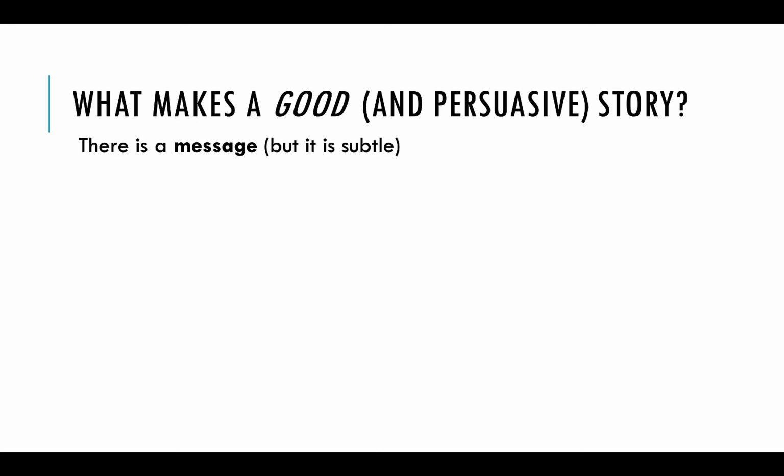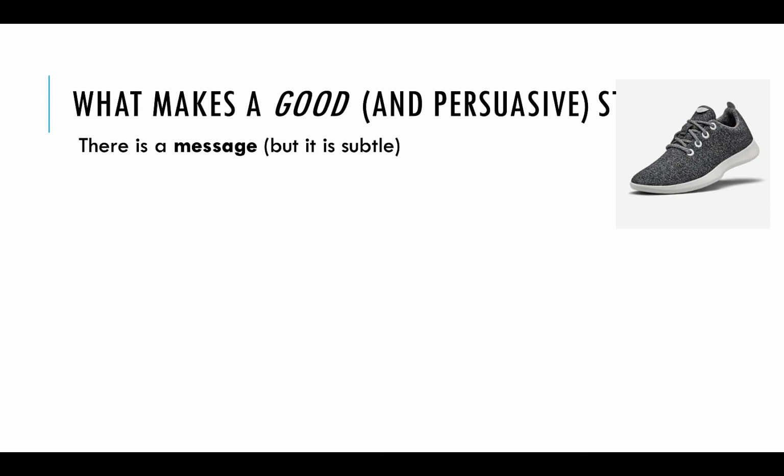So first, we do want to make sure that there is some kind of message, but it is subtle and it is told through the story arc such that consumers make inferences about the point rather than having it overtly, explicitly stated to them. Now, let me give you an example.